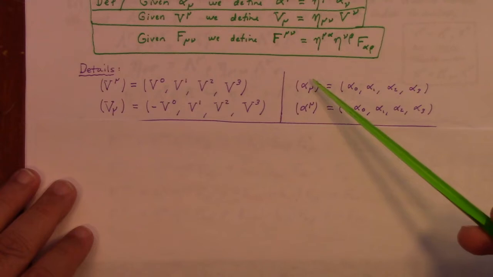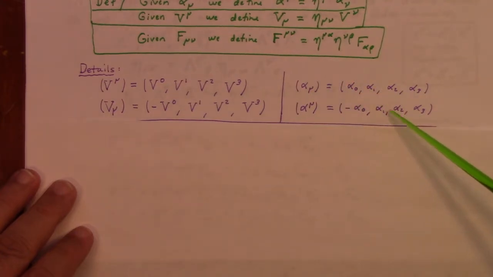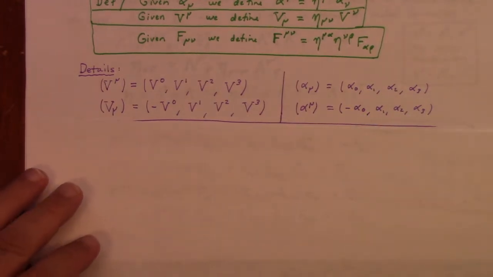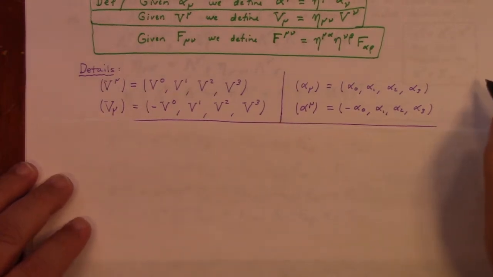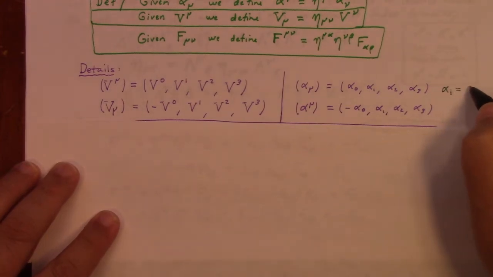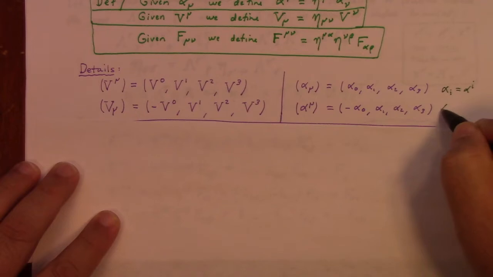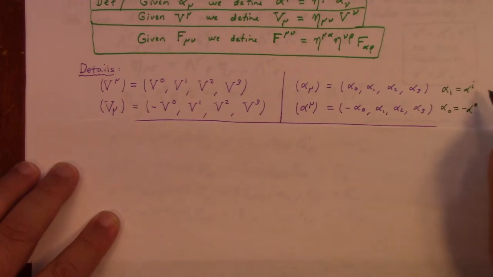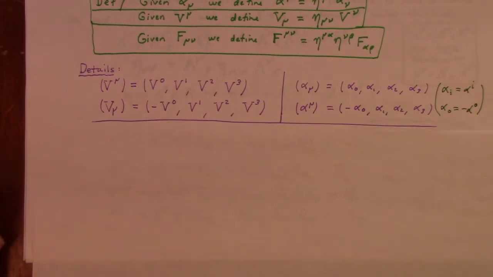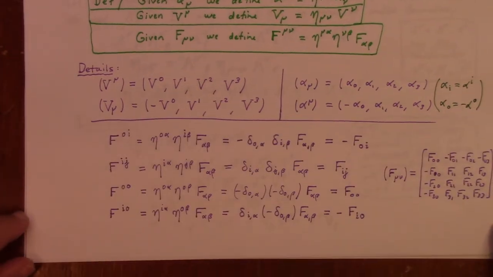Likewise, when we raise the index on a covector, we get the same components for the spatial part, but the time component differs by a sign, right? In other words, you could say this. You could say alpha upper i equals alpha sub i, but alpha upper 0 is minus alpha sub 0. And that's kind of it in a nutshell. All right. Now it's more interesting, of course, for the rank 2 tensor down here.